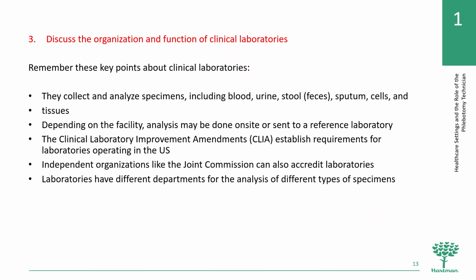So just to recap, let's remember these key points about clinical laboratories. They collect and analyze specimens, including blood, urine, stool, sputum, cells, and tissues. Depending on the facility itself, analysis may be done on-site or sent to a reference laboratory. The Clinical Laboratory Improvement Amendment, the CLIA, established requirements for the laboratories operating in the United States. Independent organizations like the Joint Commission, although not required, can also accredit laboratories. And laboratories have different departments for the analysis of different types of specimens, such as chemistry, hematology, immunology, and blood bank, as well as others.